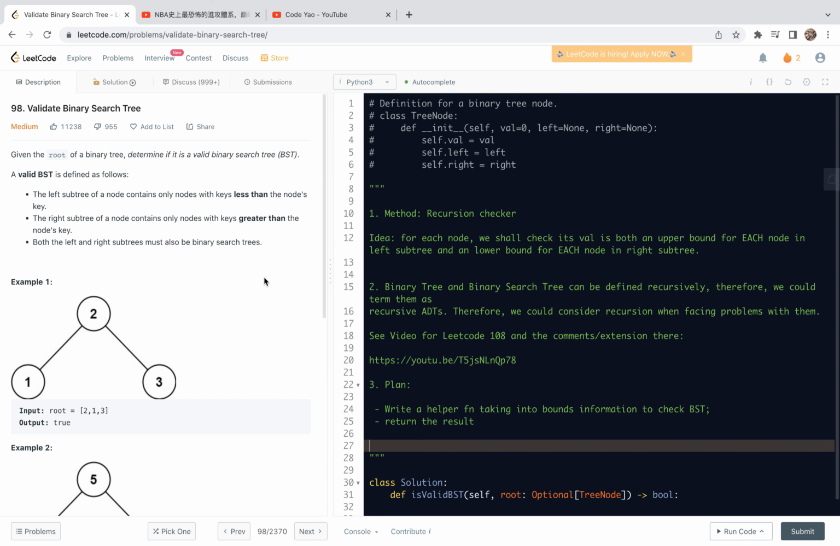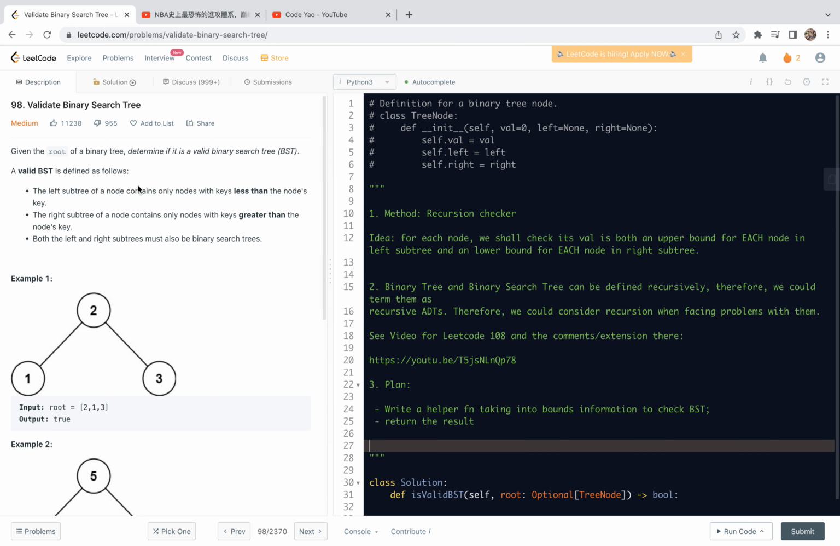Let's have a look at today's daily challenge problem. Problem 98, validate binary search tree. In this video, we're going to share a solution based on recursion. This problem actually is a classic problem, so here we want to make some remarks.